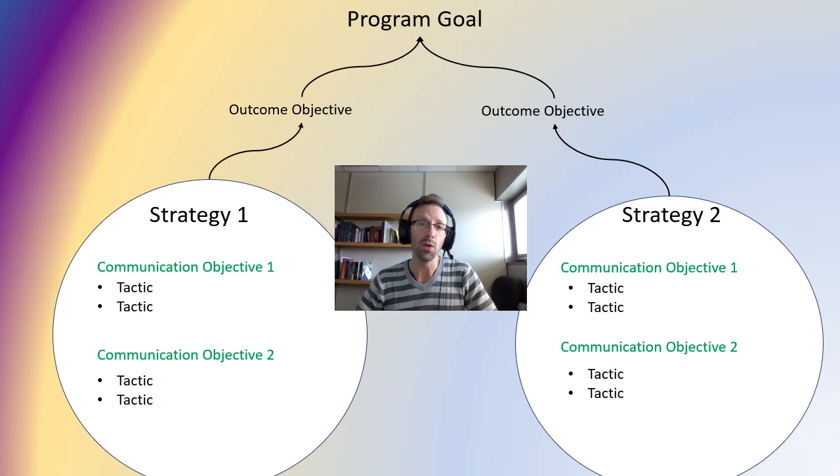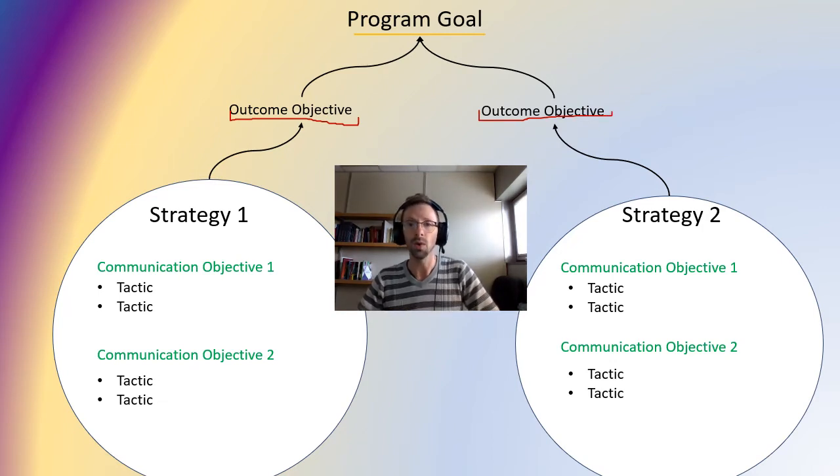Then we go from that program goal, all right, this is what I want to accomplish. Okay, what are some possible outcome objectives that I could pursue to accomplish that goal? Well, I could reduce morbidity, or I could reduce mortality. Maybe those are my outcome objectives. Okay, well, let's take it down another step. What are some ways I could reach those goals?